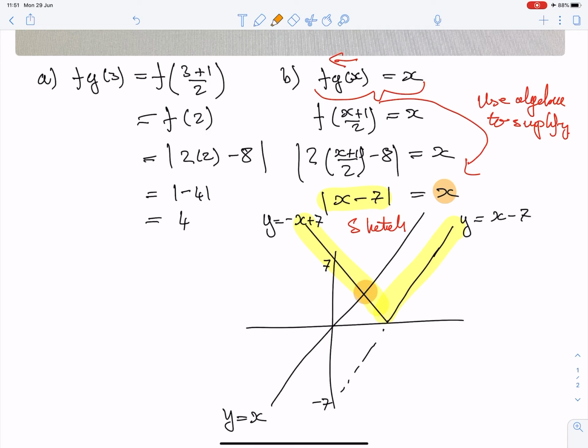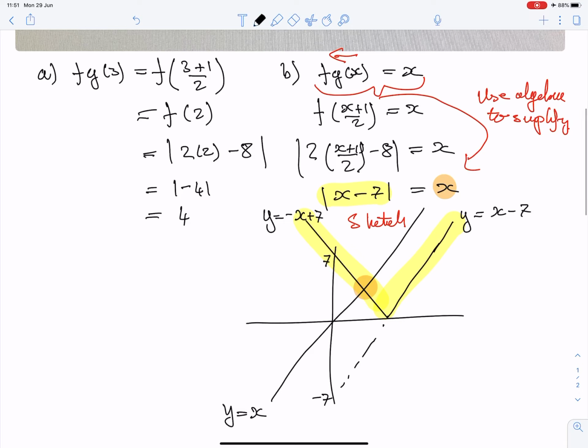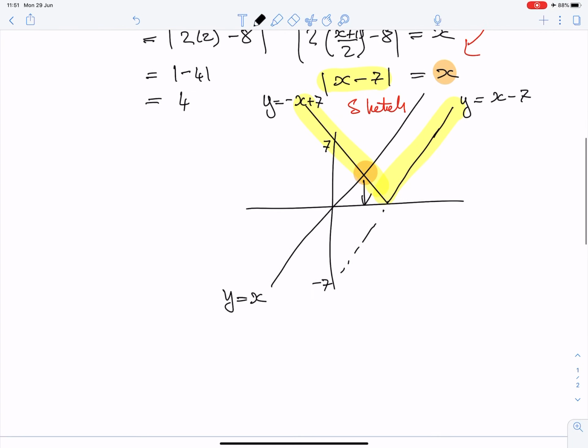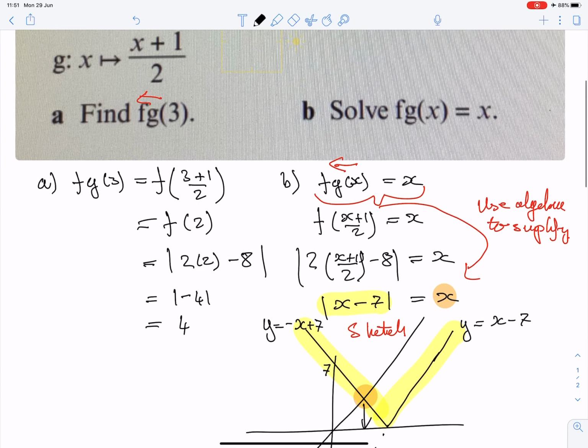So that point is what point we've got to find, and we've got to find its x value. So we've got x equals minus x plus 7 at that point. Add the x across, so we get 2x equals 7, x equals 7 over 2. Finished.